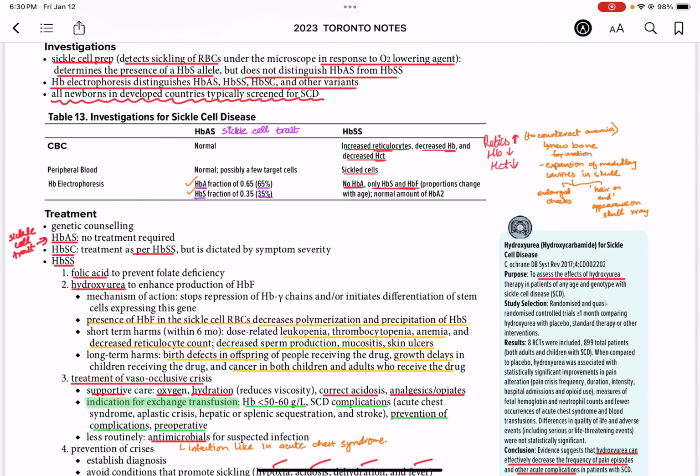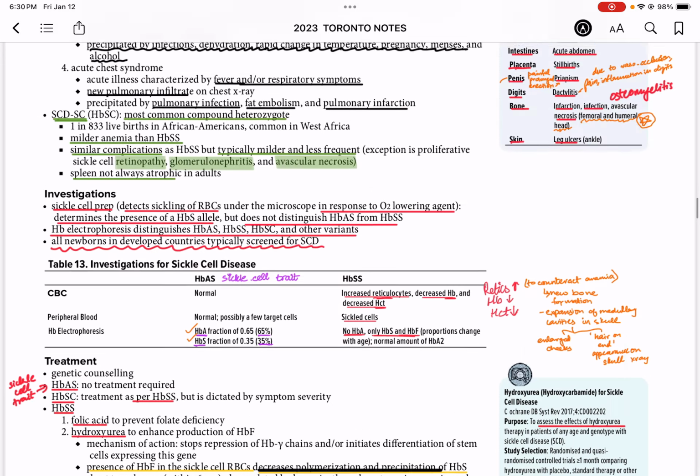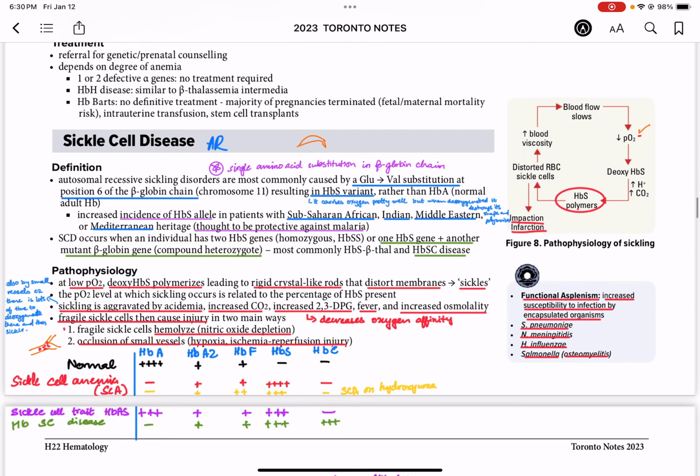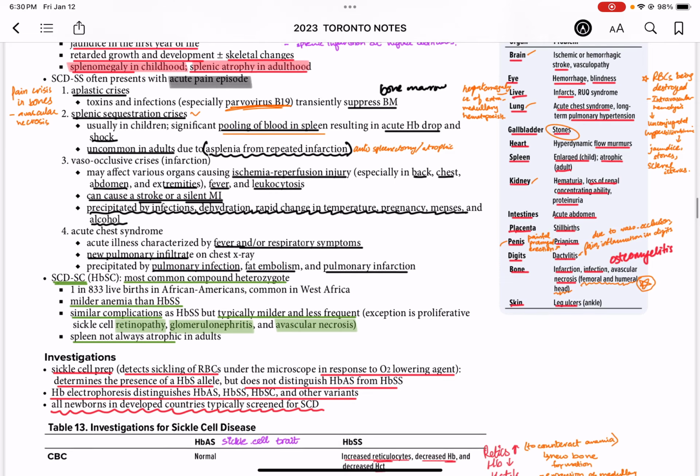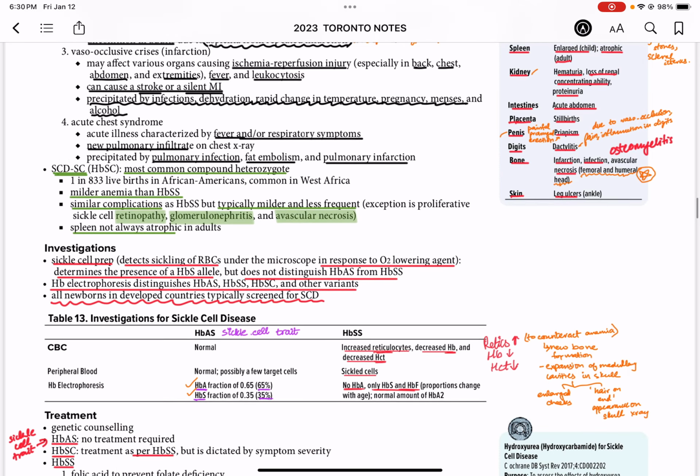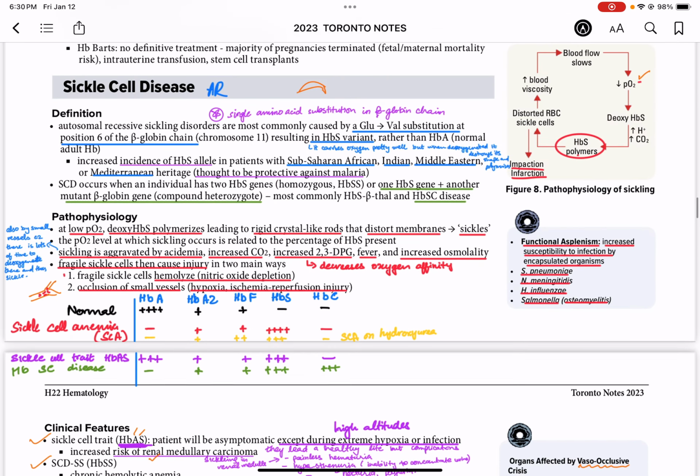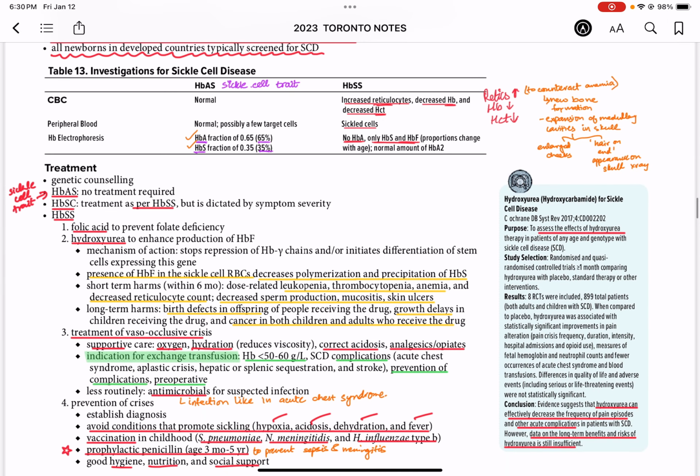Okay, moving forward, how are we going to treat sickle cell disease? This was all about sickle cell disease, their pathophysiology, what's happening in there, and how it is going to present. Now we're going to move on towards the treatment. We're going to go for genetic counseling. Those with hemoglobin AS, the sickle cell trait, do not need any treatment. And hemoglobin SC needs treatment as per hemoglobin SS, the homozygous ones, depending on the symptom severity.